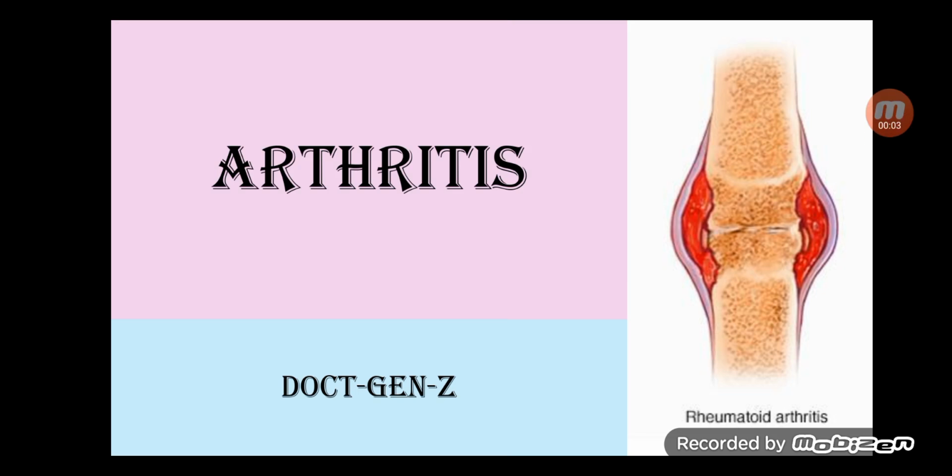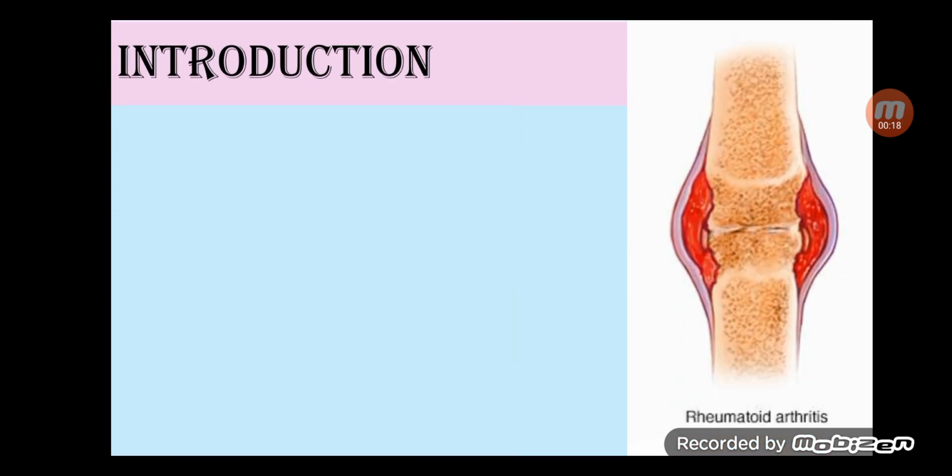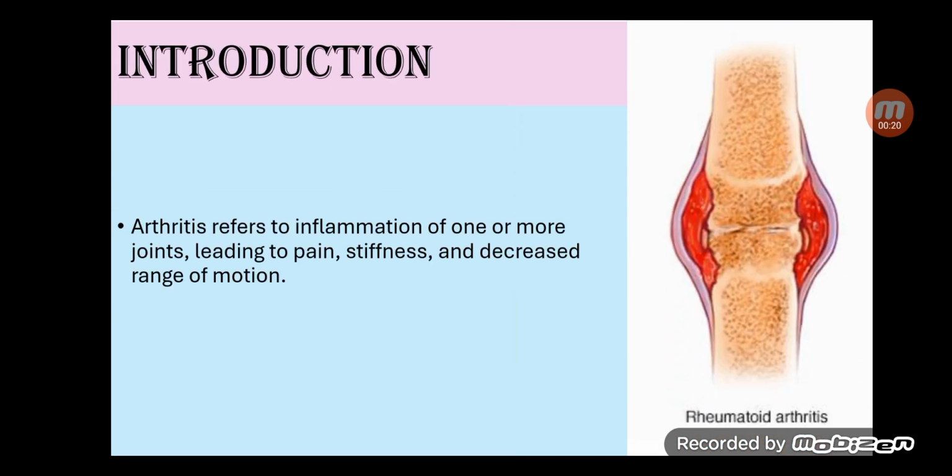Today we are going to talk about arthritis. So let's talk about etymology first. Arth stands for joint and itis stands for inflammation. So what it is, arthritis is inflammation of joint. So let's start our topic with introduction of arthritis.